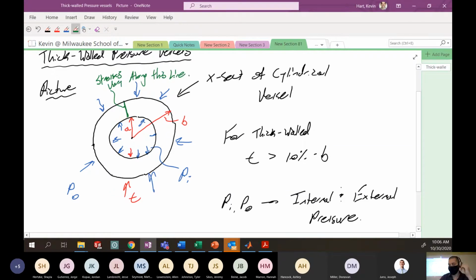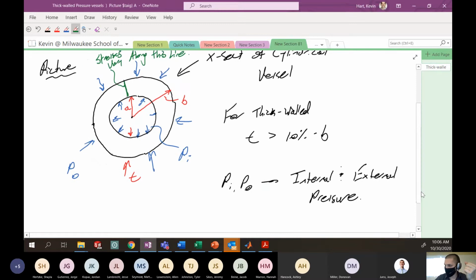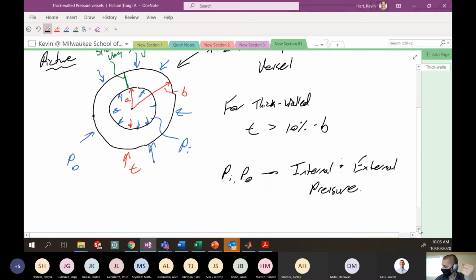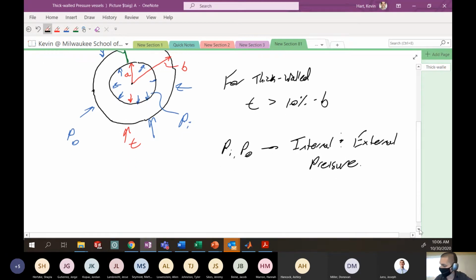My stresses that I'm interested in here, my axial stress, hoop stress, longitudinal stress, etc., are going to vary as a function of r. We'll also assume that the internal and external pressures are constant, so that again we don't develop any shear. So let's make these assumptions here. Assume Pi and Po are constant.